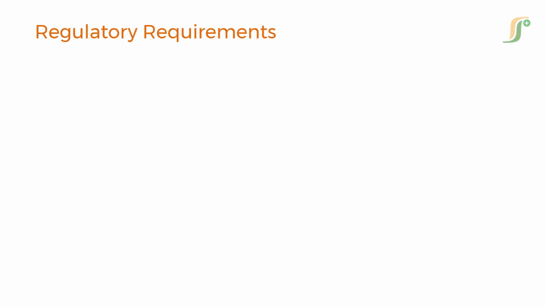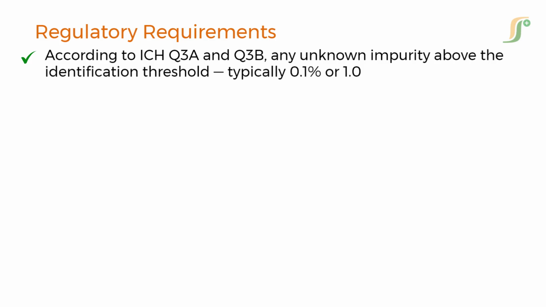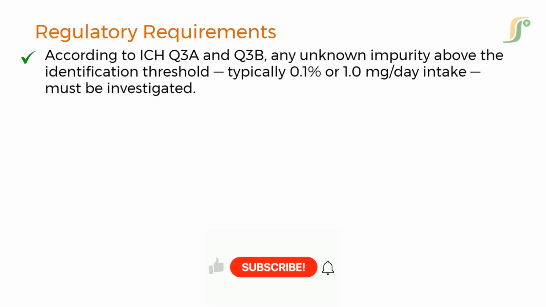Here's the important part: how regulators view extraneous peaks. According to ICH Q3A and Q3B, any unknown impurity above the identification threshold, typically 0.1% or 1.0 mg per day intake, must be investigated. If the peak is consistent across multiple batches, it must be qualified and assessed for toxicity.